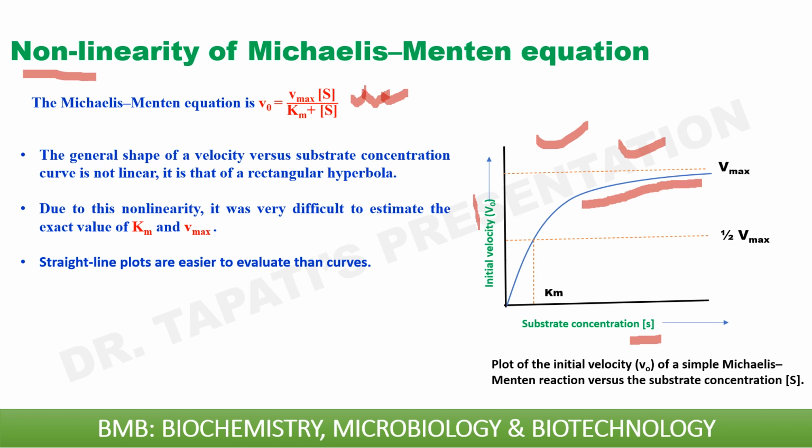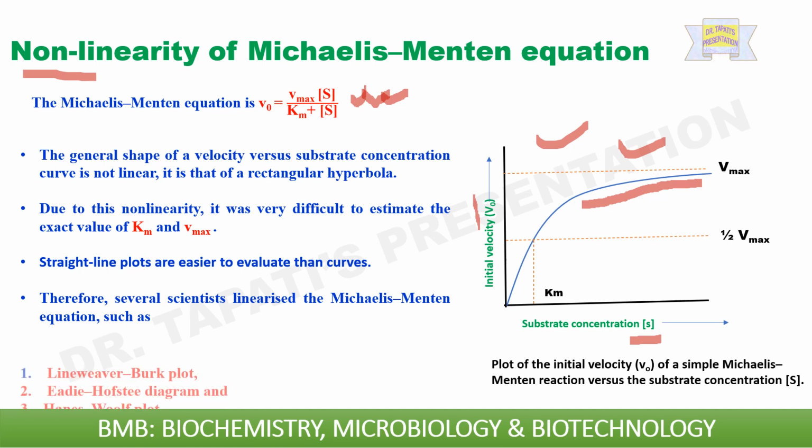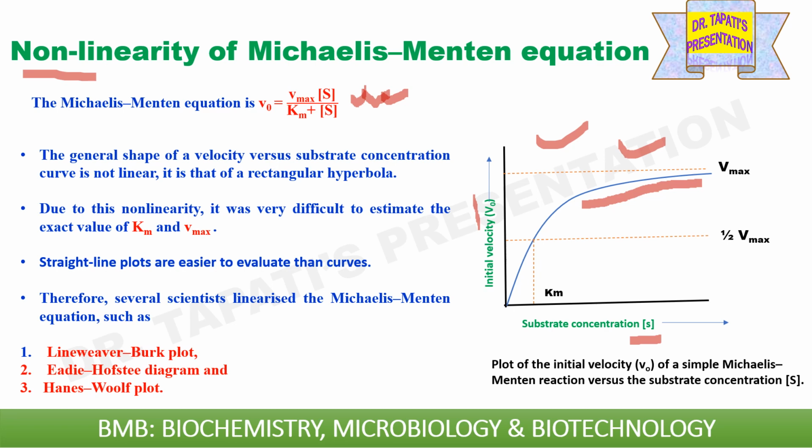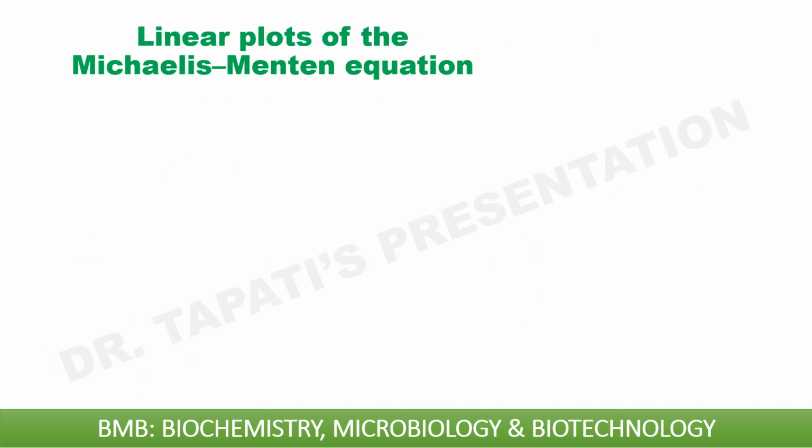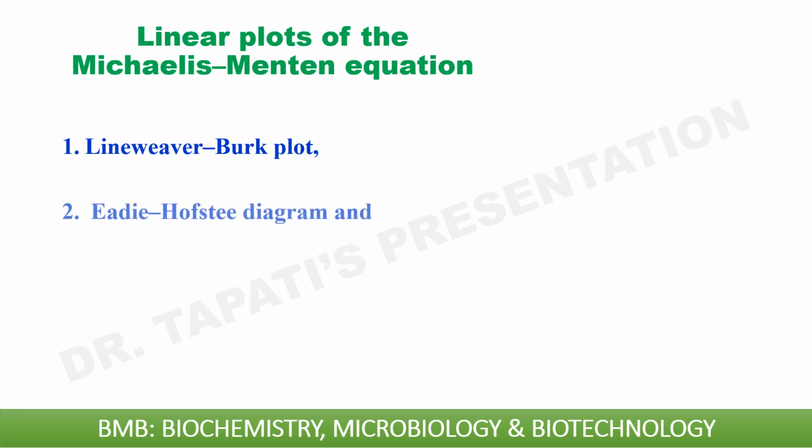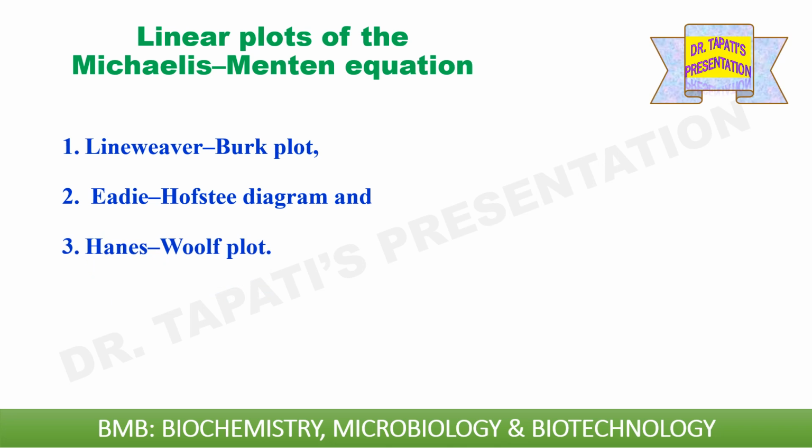Straight line plots are easier to evaluate than curves. Therefore, several scientists linearized the Michaelis-Menten equation, such as the Lineweaver-Burk plot, Eadie-Hofstee diagram, and Hanes-Woolf plot. From these plots, we can get more accurate values of Km and Vmax as compared to the non-linear equation of Michaelis-Menten. One by one, I am going to discuss these three linear plots of the Michaelis-Menten equation.